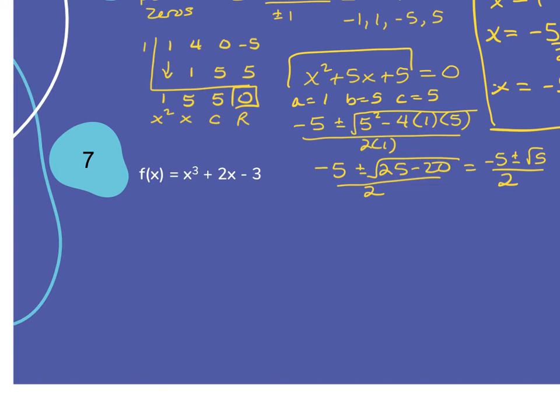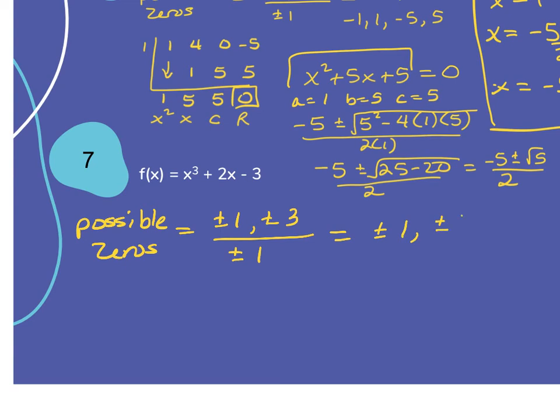So again, I'm going to list my possible zeros. What's nice here is it's not very many. So possible zeros. We're going to do the last, which are plus and minus 1, plus and minus 3, over the first, which is plus and minus 1. So my only zeros that I need to possibly check are negative 1, positive 1, negative 3, positive 3. Now keep in mind that there still could be irrational or even imaginary solutions. So potentially, even though we're looking for three zeros here, some of them may be imaginary or irrational.